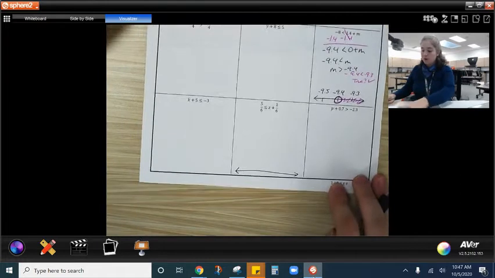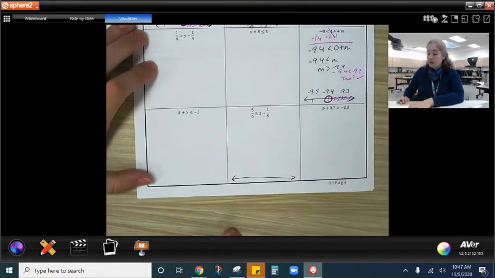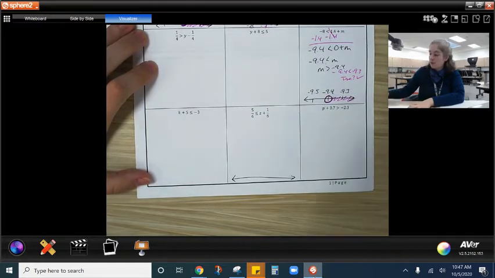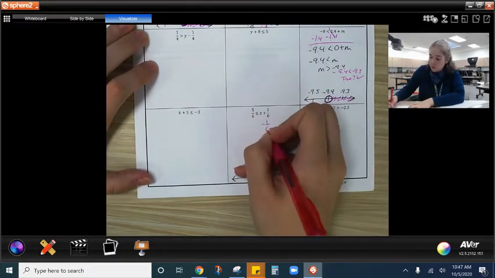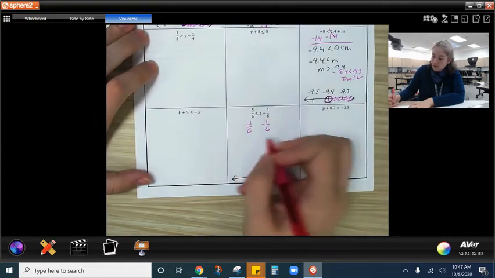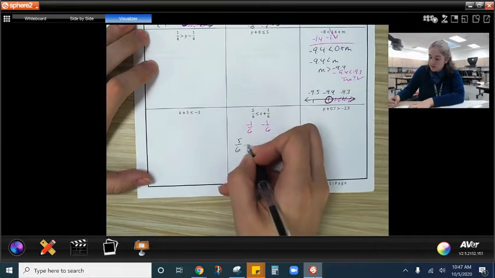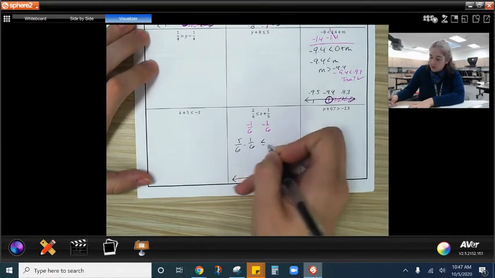Do one more before we look at some word problems. And this one has a fraction in it. So we've got z plus 1/6. We want to get z by itself. In order to get z by itself, I need to subtract 1/6 on both sides. So now we have 5/6 minus 1/6 is less than or equal to z.